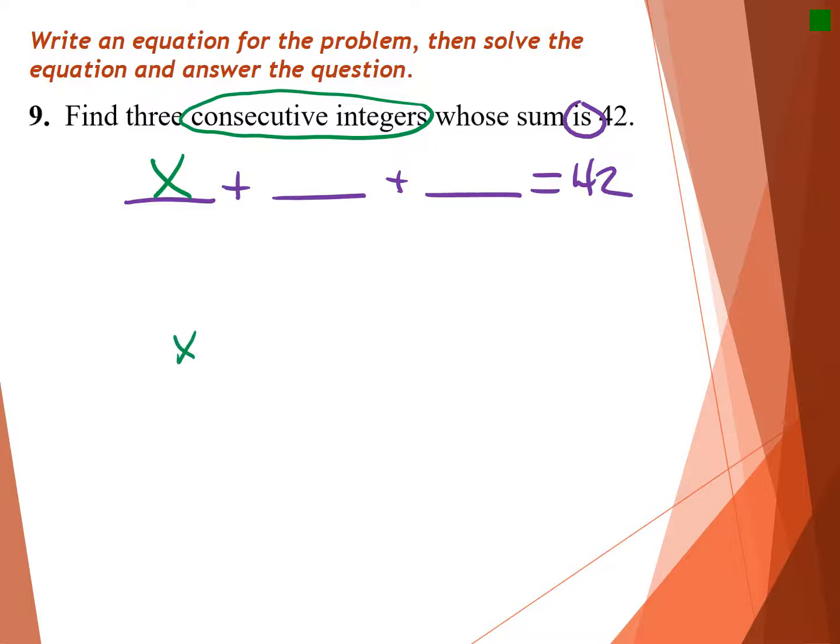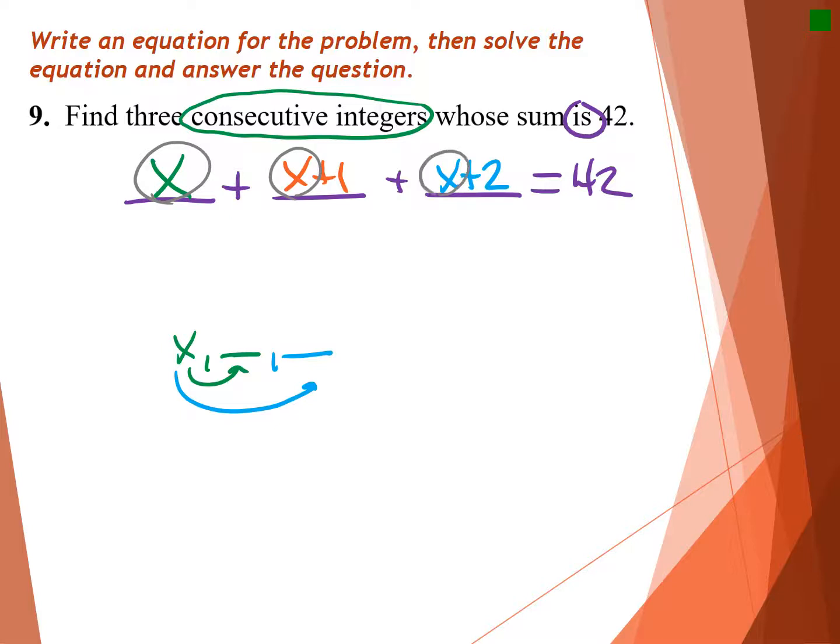So to go from this number to the very next number, I add 1. To go from this number to the next number, I add 2. Now here's what's really neat about this. I have x, x, x. How many x's is that? 3 x's. And I have a 1 plus a 2, so it's plus 3 equals 42.